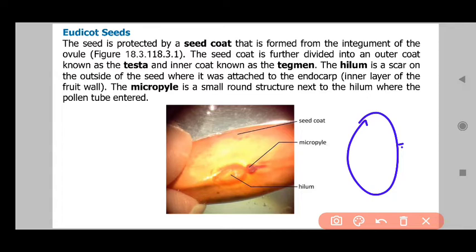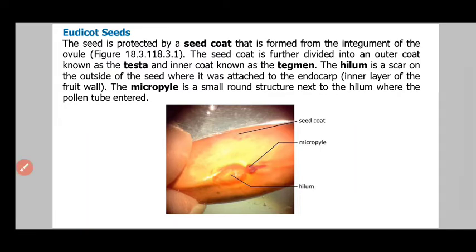The micropyle is the small round structure next to your hilum where the pollen tube enters. During the process of pollination and fertilization, the pollen tube enters through the micropyle side. This can also be seen in the mature seed condition. If you have seen rice or paddy seeds, you may see a spot at the upper part of the seed, white or yellowish in color, through which the germination process first takes place.